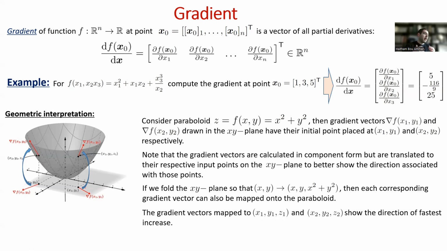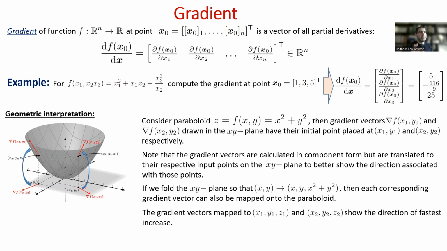And the geometric interpretation is that the gradient shows the direction of the steepest increase of the function. So if you imagine yourself standing on that paraboloid at this point, and you want to understand in which direction you should go in order to experience the highest increase of the function, the fastest increase of the function, this direction is defined by the gradient of the function. And therefore, the negative of the gradient is the direction of the fastest decline of the function.